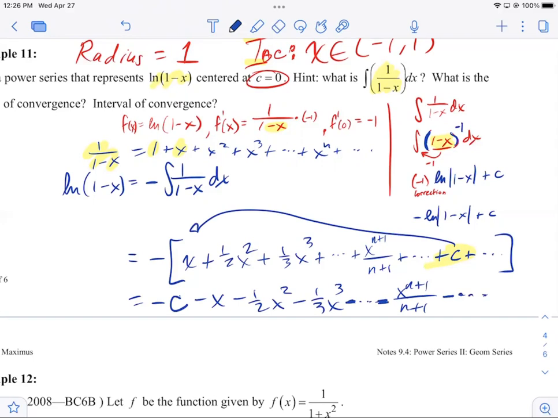Okay, now there's one last thing I have to do. I need to know what c is. Was I given an initial condition? C equals 0? Well, that's a different c. Yeah, I'm glad you brought that up. The little c up here is the lowercase c. That's the center of the approximation. This is capital C, the constant.